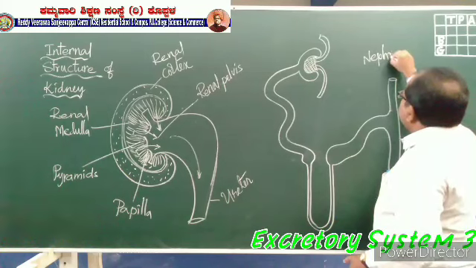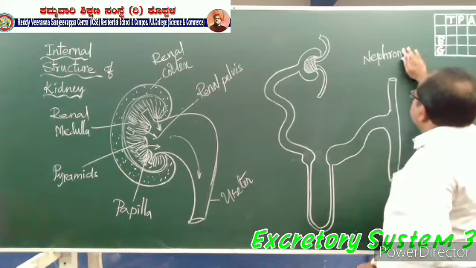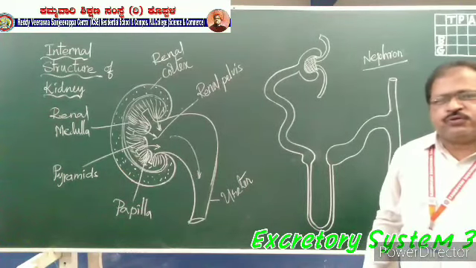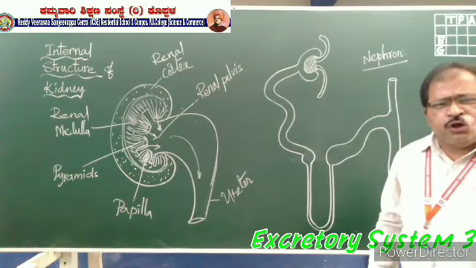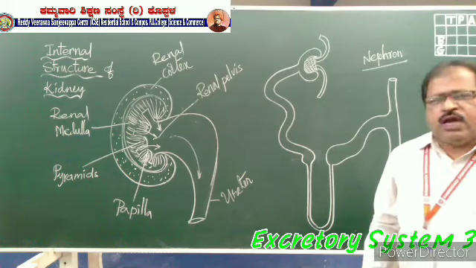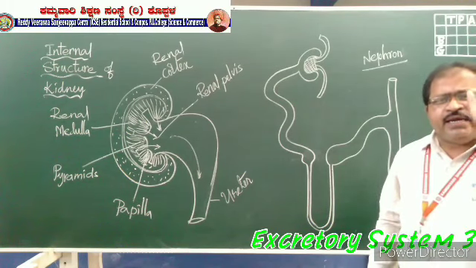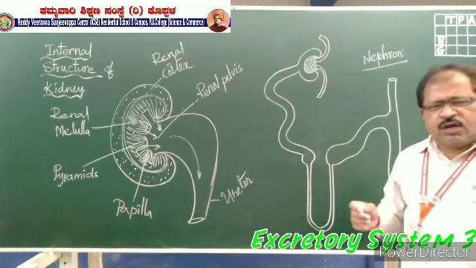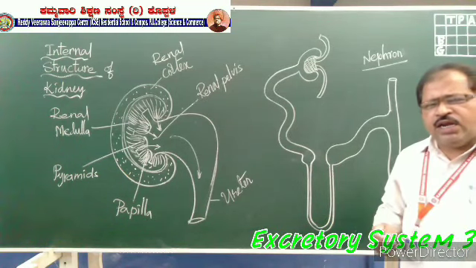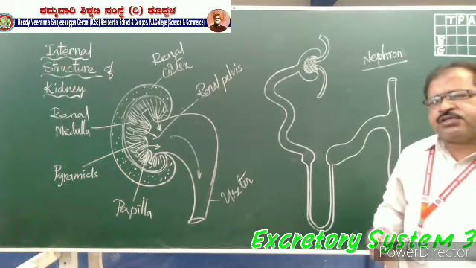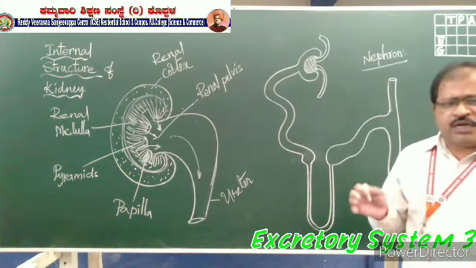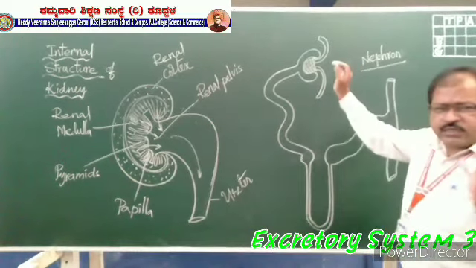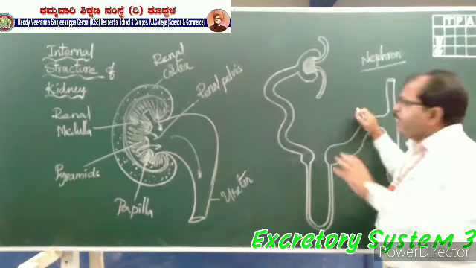These nephrons are also called uriniferous tubules, and we can also say simply kidney tubules, or we can say nephrons. Approximately 2 lakhs of nephrons are presented in the kidneys totally.